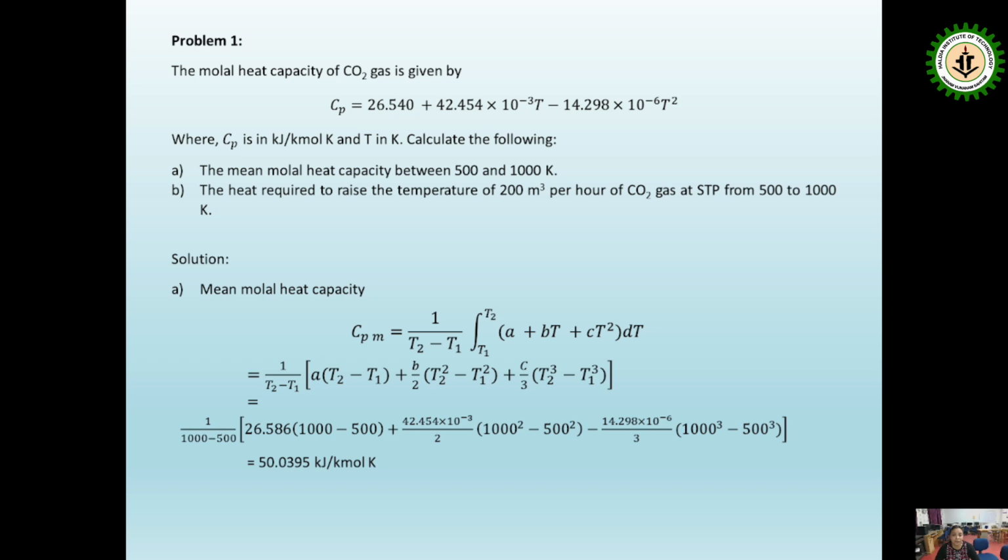Now we know all the values of A, B, C and the temperature range given. T1 is 500 Kelvin and T2 is 1000 Kelvin. So by putting all the values, we will get the mean molar heat capacity, and it is evaluated 50.03 kilojoule per kilomole Kelvin.